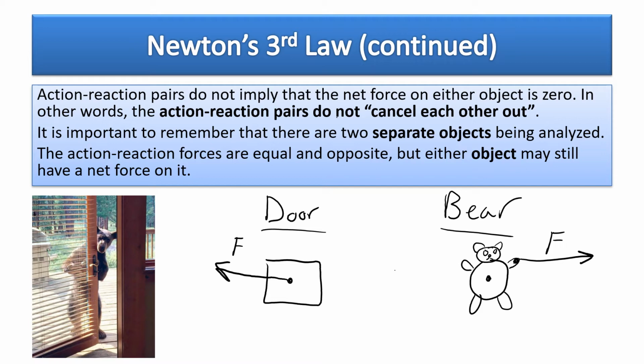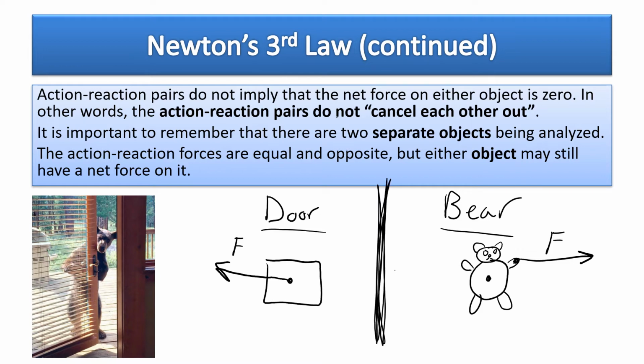The harder you pull on the door, the more force you will feel at the same exact time. It's simultaneous. It's an equal and opposite reaction. And why don't these cancel each other out? Because they're two separate objects.